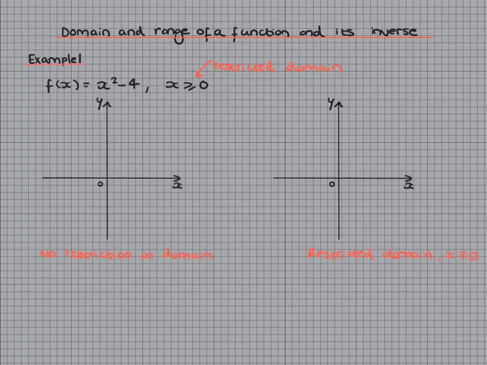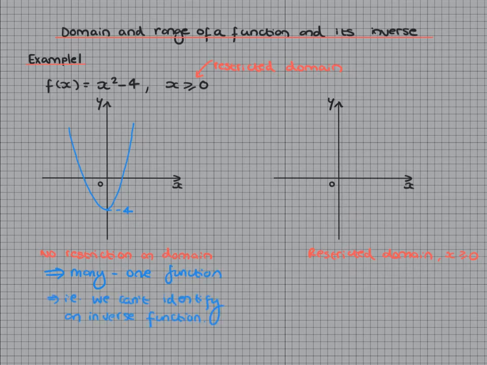So if we sketch f of x equals x squared minus 4 for an unrestricted domain, we know that it would look like this. It's a parabola with a y-intercept at -4. So there's no restriction on the domain here, which means that this is currently not a one-to-one function. It is in fact a many-to-one function, which currently means there is no true inverse.